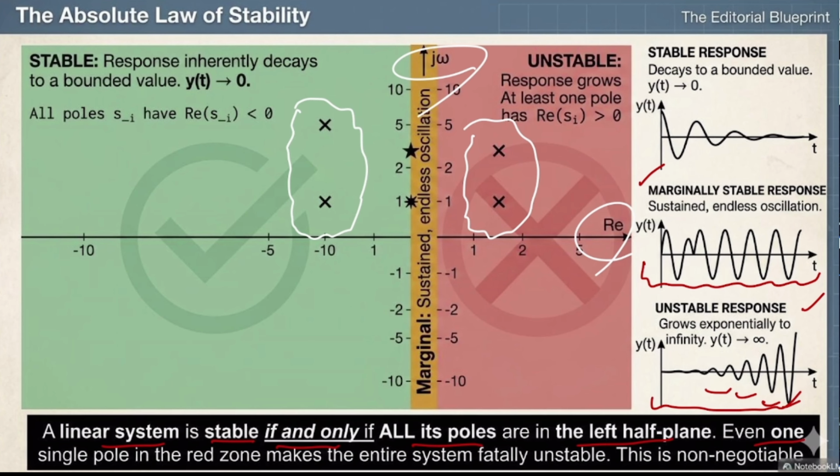Even one single pole in the red zone makes the entire system totally unstable. So this is non-negotiable. By the way, as I just told you, right now we are talking about the real and imaginary. But in the case when we do have the real ones, the system is going to be somehow stable, but it doesn't necessarily mean that this steady state is going to be something that we like.